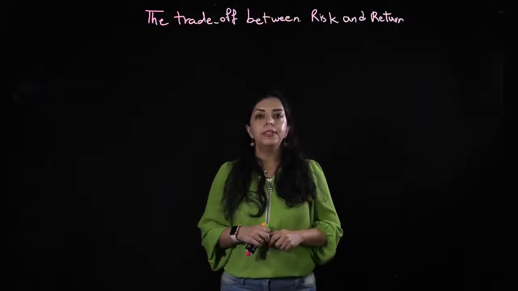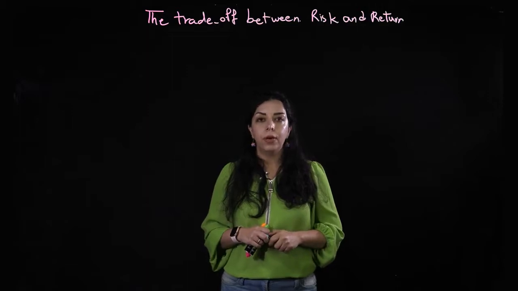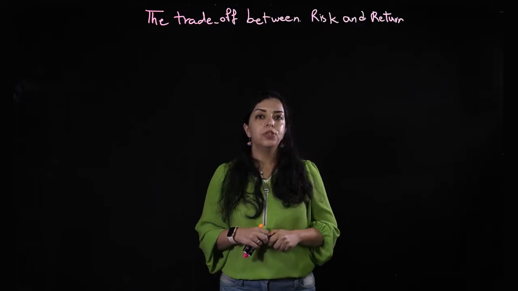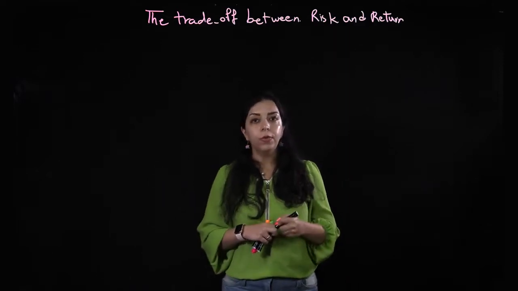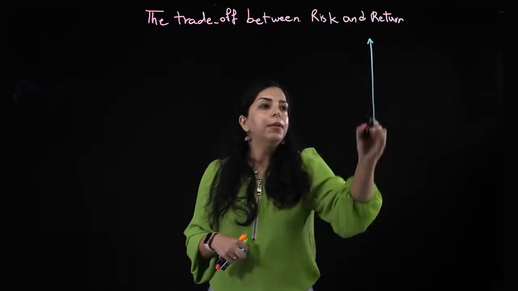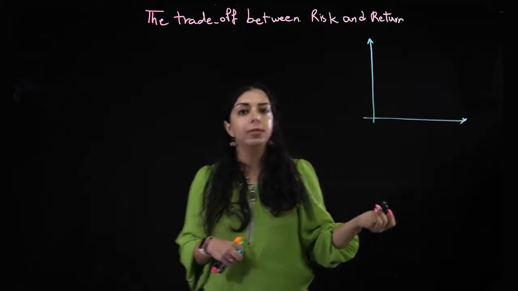The trade-off between risk and return will be discussed in the concept of microeconomics, in the concept of utility and budget curves, if you remember. If you don't remember, I start with a very quick recap. In microeconomics, we assumed that we have two goods in the economy.